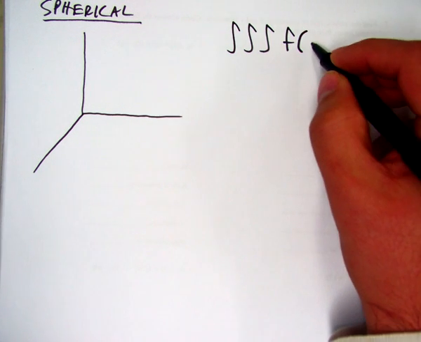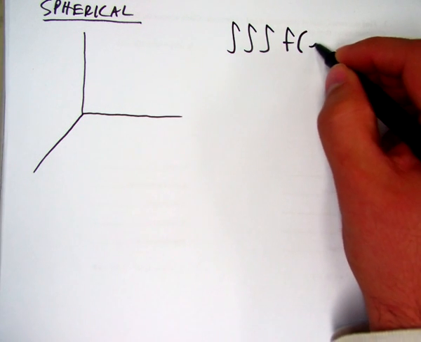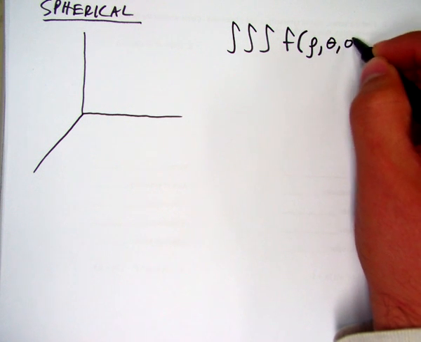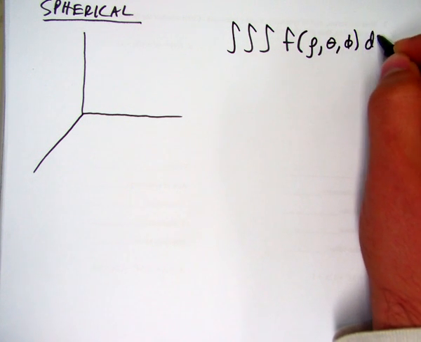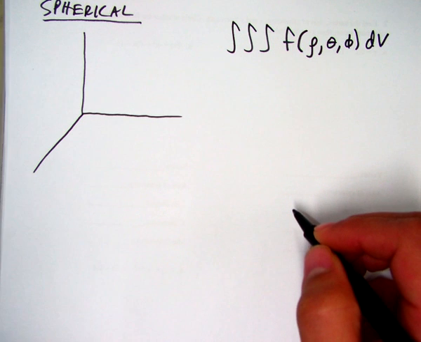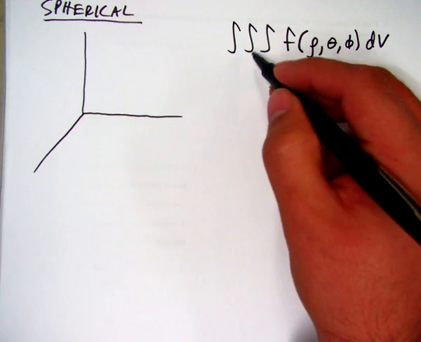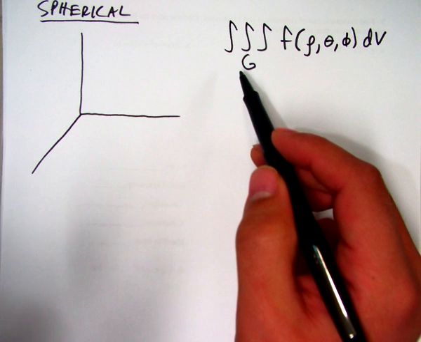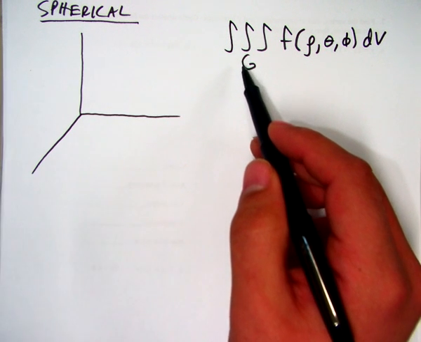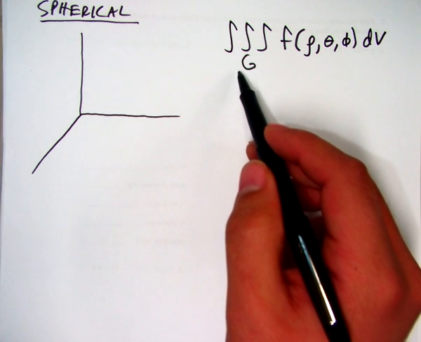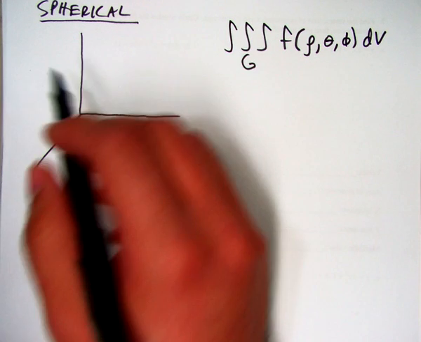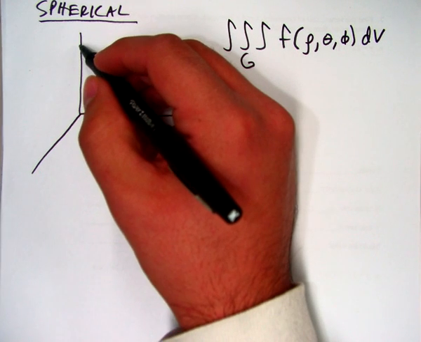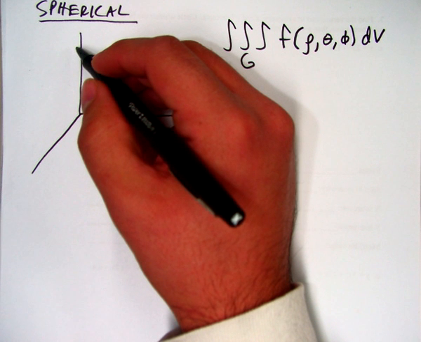Okay, so in spherical, you're going to have three variables, rho, theta, phi. And what we're going to do now is look at how you can describe the solids G using these variables. And yeah, so anyway, I'm going to try to draw this. So think of concentric spheres. That's pretty much what we're going to talk about.